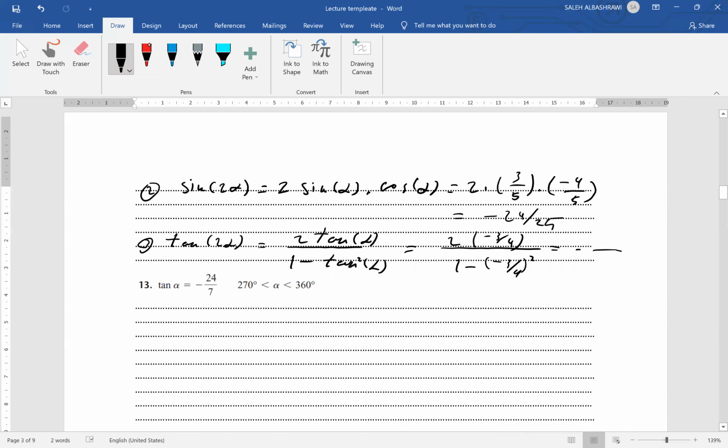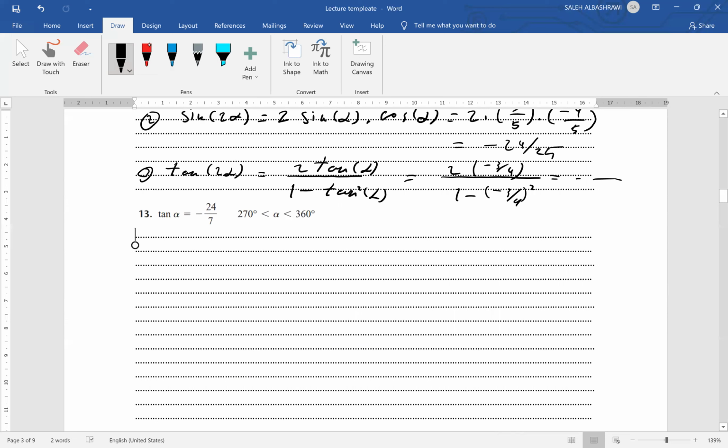So another example. For that, we are given tangent alpha equal to minus 24 over 7, and alpha is in the fourth quadrant. This is quadrant 4. This is alpha, it is in the fourth quadrant. So I need to find cosine 2 alpha, sine 2 alpha, and tangent 2 alpha.